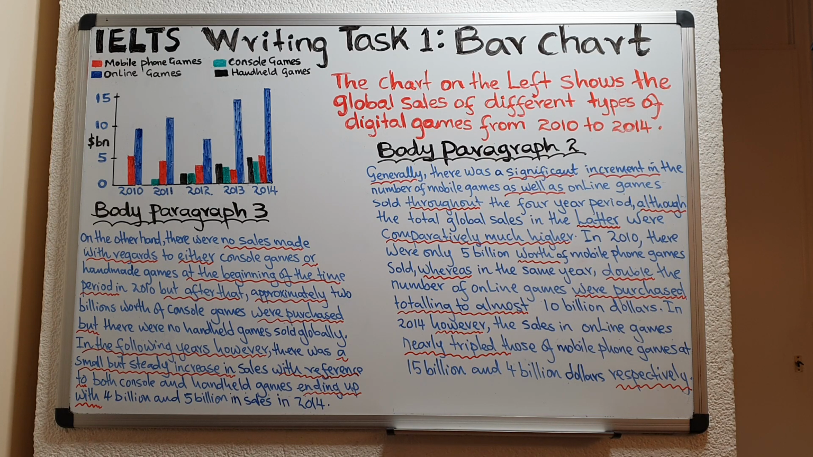So what have I done so far? I first of all began the paragraph with "on the other hand," to indicate to the examiner that I'm going to talk about the other items that I hadn't talked about, but also that I want to link body paragraph 3 to body paragraph 2. And I introduced that by making it very clear that there were no sales made with regards to either console games or handheld games. So I started the paragraph again, like I did in body paragraph 2.